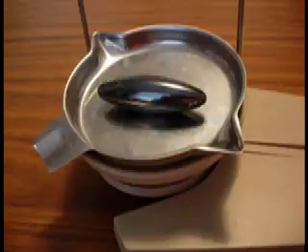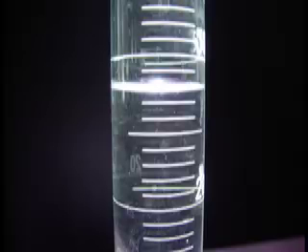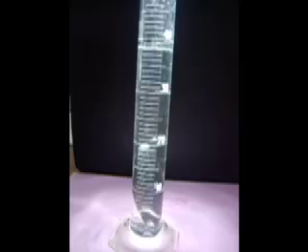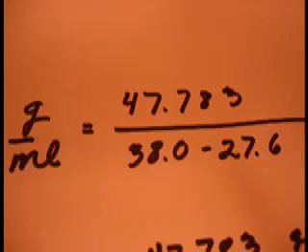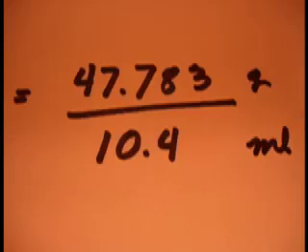This magnet has an odd shape that won't be easy to measure with a ruler. We're going to use a cylinder with water. We'll use a 50 milliliter cylinder, and we will read this value as 27.6. We put the magnet into the cylinder, and the new value is 38.0. Now we take the difference of the 2 milliliter values, and that will give us the volume of our little magnet. The volume of the magnet is 10.4 milliliters, and now we have our values for both mass and volume.